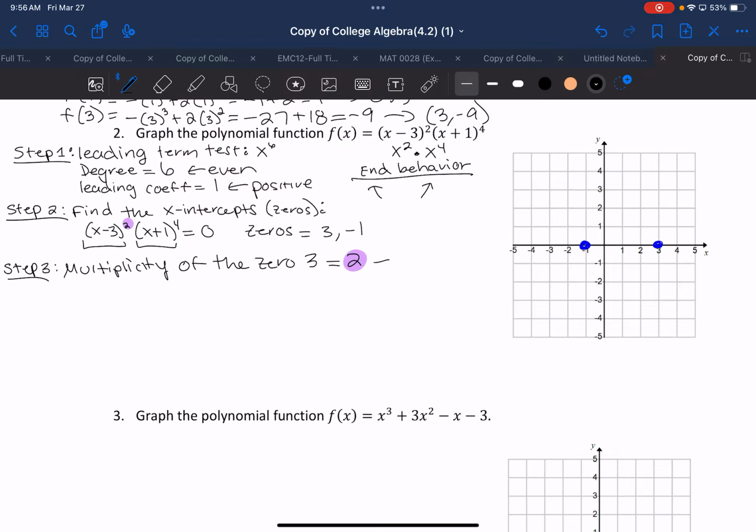And so this is even. So will my graph cross or bounce? Bounce.